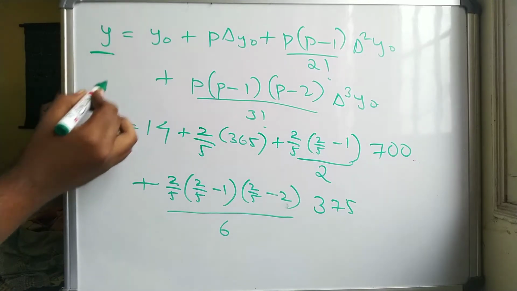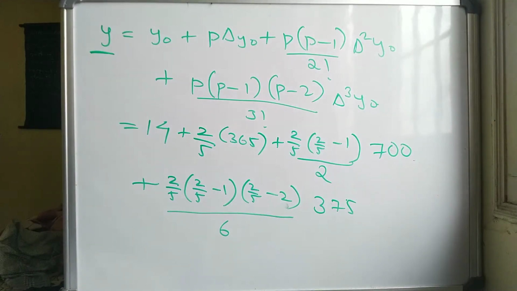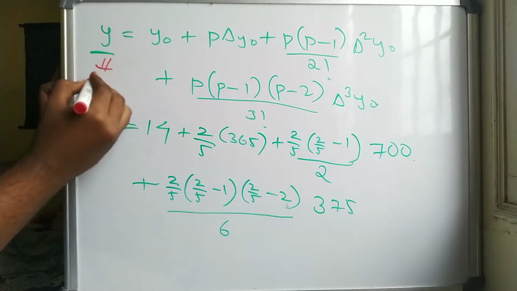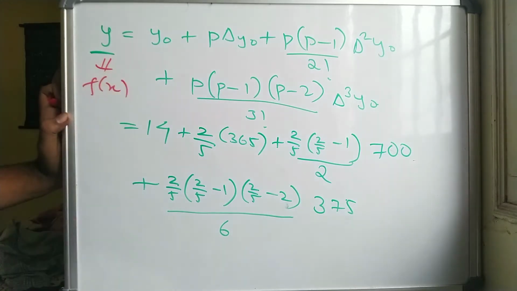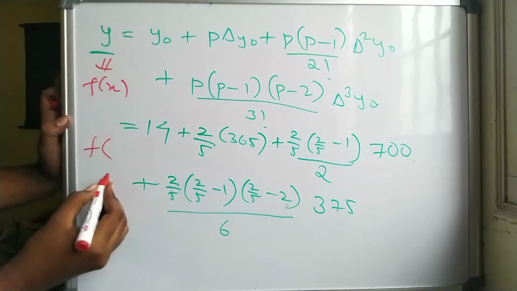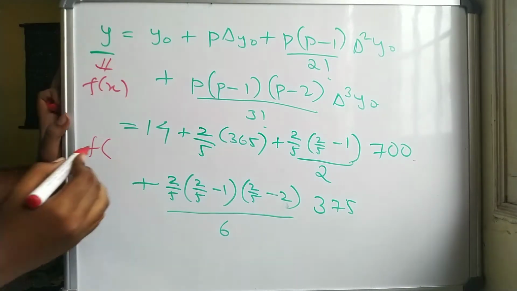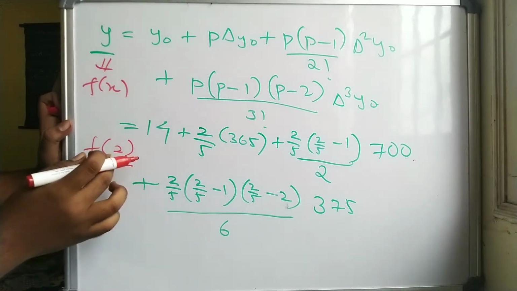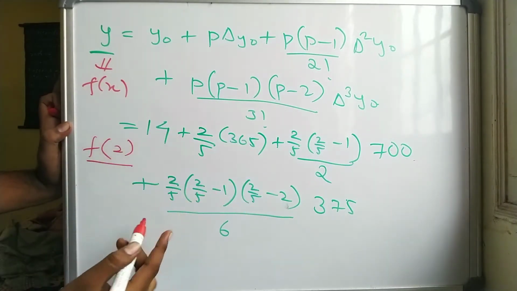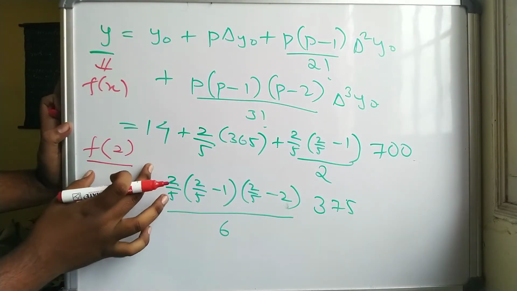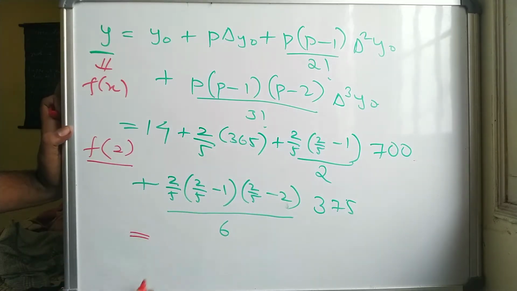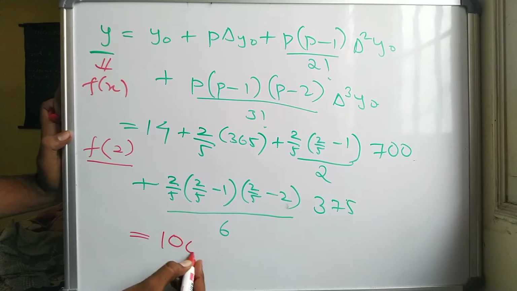So y, we know y is nothing but what? Y is a function of x. Okay, so function of x means we need to find the value at x as 2. So we have already substituted the value of 2. So f of 2 will be nothing but this whole thing. So after simplifying you will get it as 100.